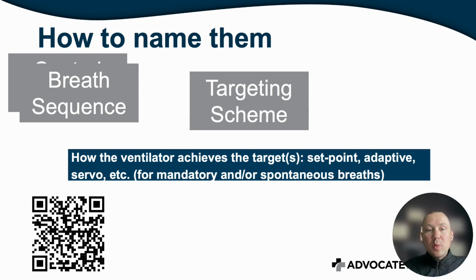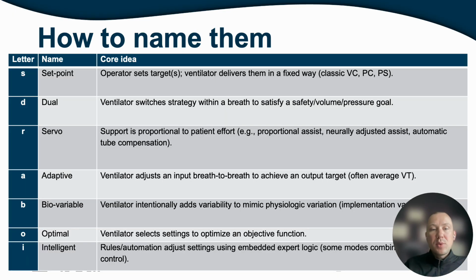The third part of naming any mode involves naming the targeting scheme. The targeting scheme describes how the ventilator achieves a certain target. For example, if we're setting up the volume control mode, using assist control in a volume mode, classic volume control, we will set a tidal volume, for example, of 500 milliliters. And if we set that 500 milliliters and the mechanical ventilator uses flow to achieve that target volume, that will be a set point, volume control, mechanical ventilation.